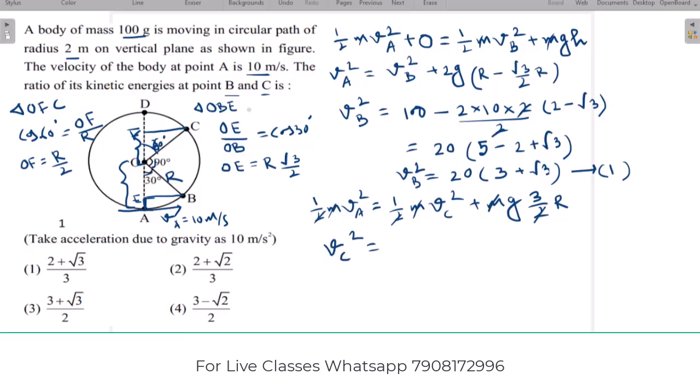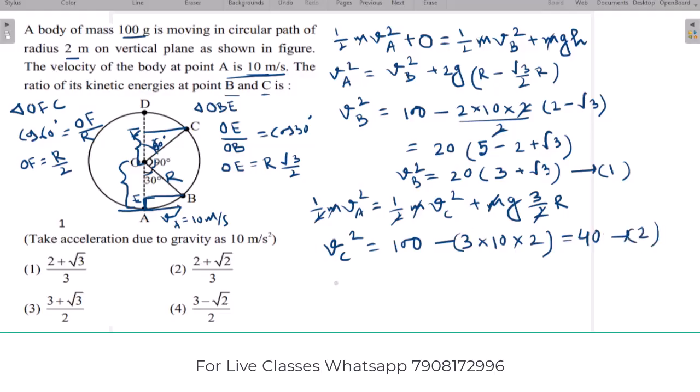So VA is 10, that is 10 into 10, 100. So VC square is VA square, 100, minus 3gR. So 3 into g, g is 10, and the radius R is given 2. So this becomes 10 into 3 into 2, that is 3 into 2 is 6, 6 into 10 is 60. So 100 minus 60 is 40. So VC square is 40. Let us say this is equation 2.